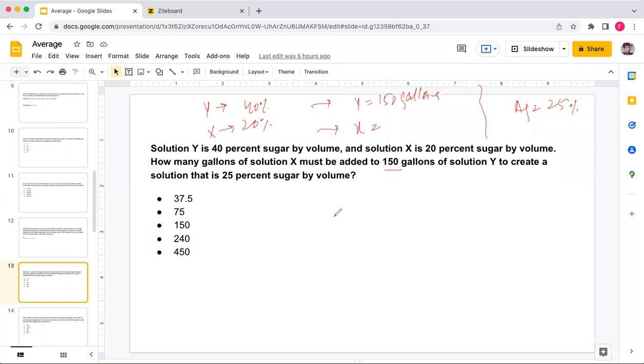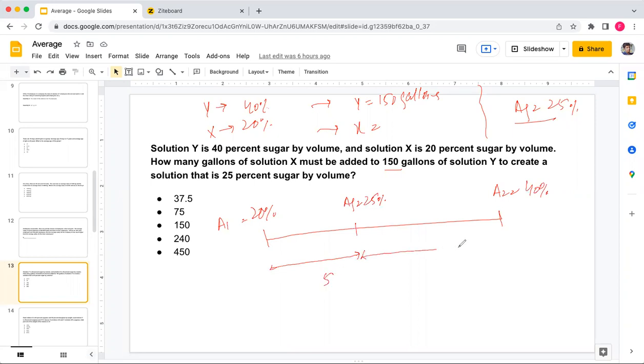Okay, now try to think of this question. Draw a number line, right? What is the smaller average? That is 20, and this is for x. Let's call this A1 and this A2, which is 40. And the average lies between, that is, the overall average is 25%, right? So what is this value? This is 5. And what is this value? This is 15.